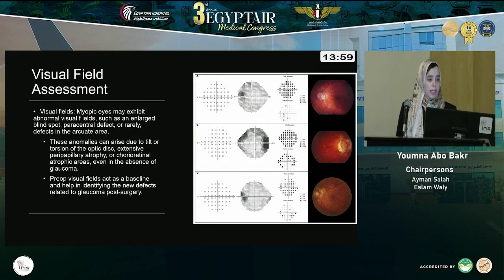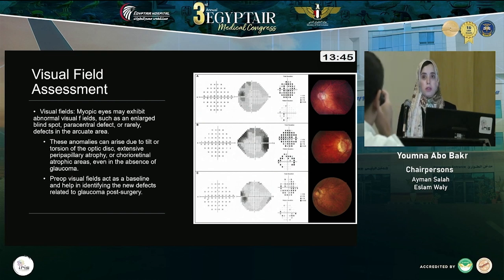Visual field assessment. Again, myopic eyes may exhibit abnormal visual fields, such as enlarged blind spot, paracentral defect, or rarely defects in the arcuate area, like the examples on the right. These anomalies can arise due to the tilt or the torsion of the optic disc, extensive peripapillary atrophy, chorioretinal atrophic areas, or even in the absence of glaucoma.